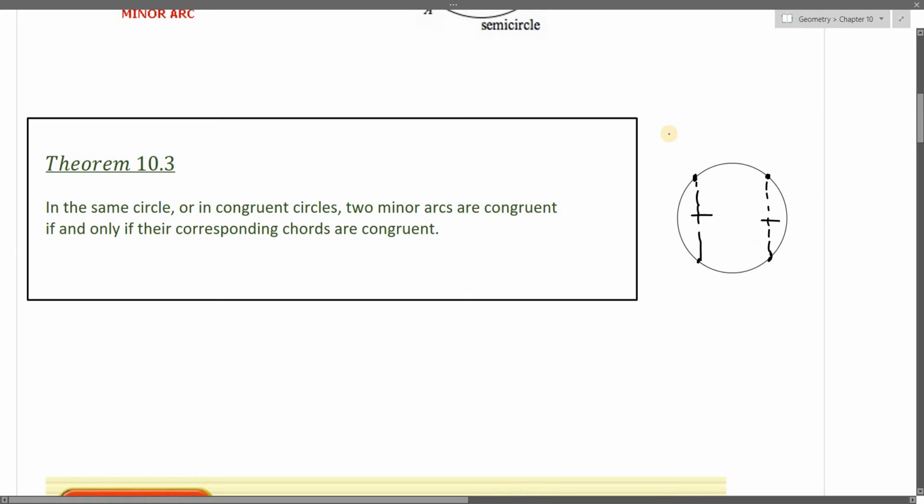So what we said earlier was that this particular chord, this left one here that you see, makes a minor arc over here and a major arc over here, and so does this one. But the two minor arcs that are formed are congruent to each other, and I can write the little hash mark there because they've cut off an equal segment. So that's theorem 10.3. All right.